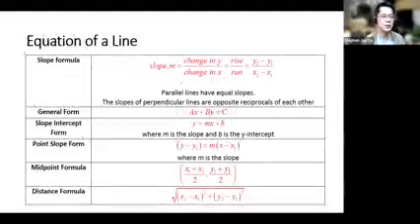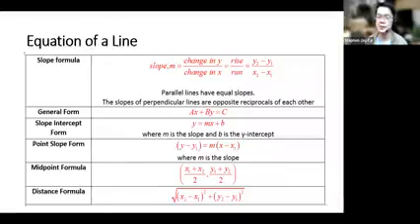Next would be the equations of a line. For the equations of a line, we have the slope formula: y sub 2 minus y sub 1 all over x sub 2 minus x sub 1. General form: ax plus by equals c. Slope-intercept form is y equals mx plus b. Point-slope form: y minus y sub 1 equals m times x minus x sub 1.